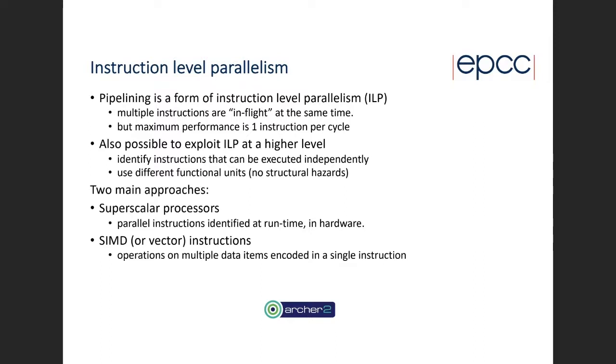There are two main approaches to this, and some processors do both. The first one is superscalar processing, where parallel instructions are identified at runtime in the hardware. This is all folded in with the out of order execution engine. So not only is the instruction unit deciding what order instructions are done in, it's also deciding which ones can go in parallel on the same clock cycle, and taking care of all the instruction scheduling and bookkeeping that needs to happen to make your program run correctly.